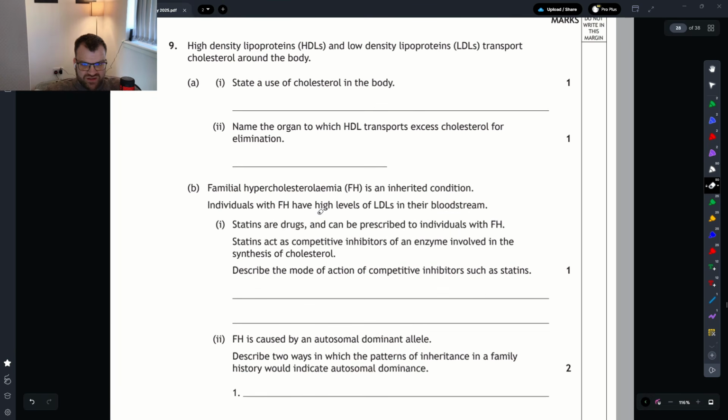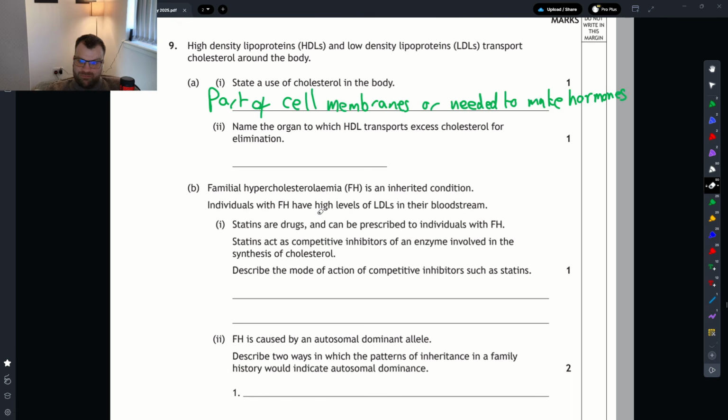Next question is asking us for a use of cholesterol in the body. One use is it's used in the production of hormones and also as part of the cell membrane. Either of them should pick up the mark. Get rid of excess cholesterol. The high density lipoproteins take the excess cholesterol to the liver, which is able to process it and stops it from clogging up the arteries and other vessels.